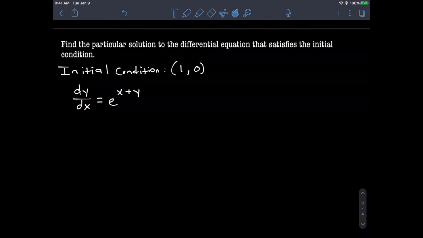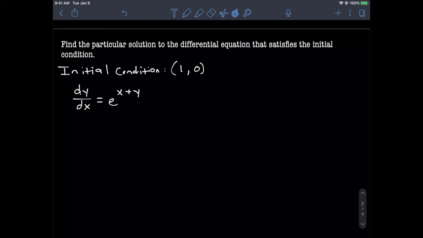Our final example problem asks us to find the particular solution to dy over dx equals e to the x plus y that satisfies the initial condition (1, 0). Now we may look at this and initially be concerned about the fact that both x and y are in the exponent position, but we can use the same rules of exponents that we used in the last example to break this off into 2 separate exponential statements that we can then use to isolate our y's.